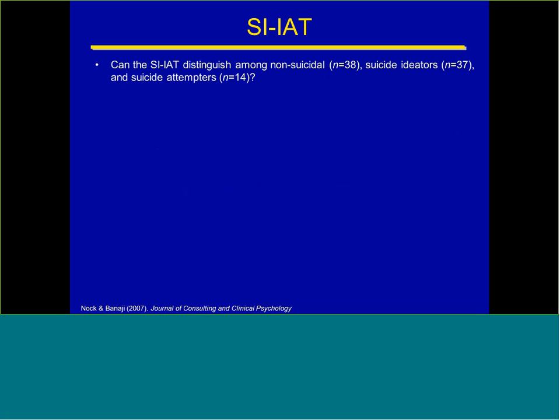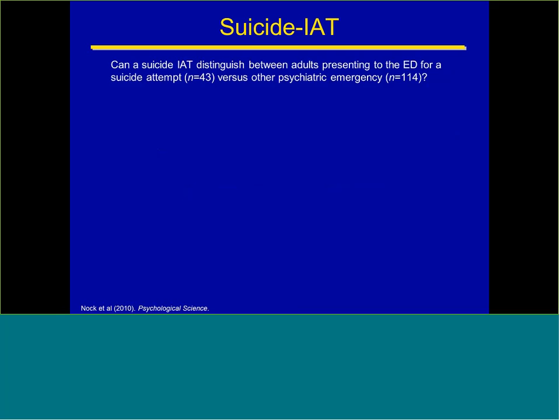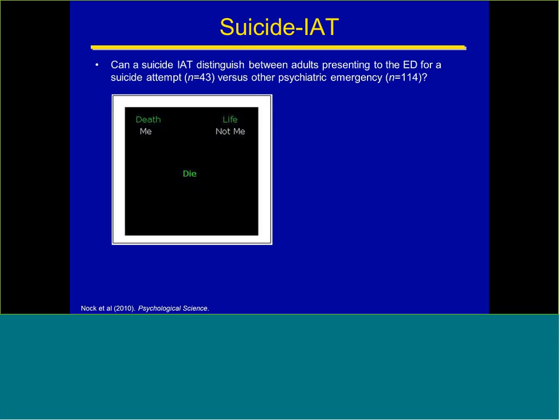So we did a follow-up study where we said, can this test help us distinguish between non-suicidal people, suicide ideators, or suicide attempters? And we saw even bigger differences with non-suicidal kids having a negative score, those with suicidal thoughts a slight positive score, and those with suicide attempts a strong positive score. We follow this up with a Suicide-IAT or death IAT. So instead of cutting, which represents self-injury but not suicide in particular, we changed cutting, no cutting to death and life, and we administered this version of the IAT in a psychiatric hospital, in the emergency department. And what we found was that suicide attempters, people who came in because they made a suicide attempt, had significantly higher scores on this test than people who came in for psychiatric distress but didn't make a suicide attempt.